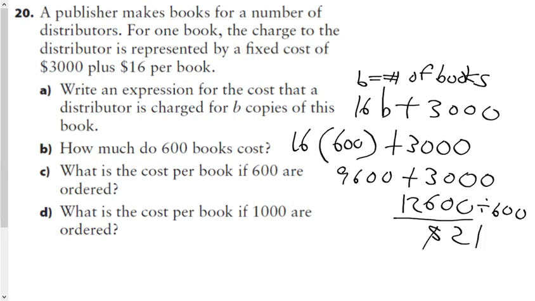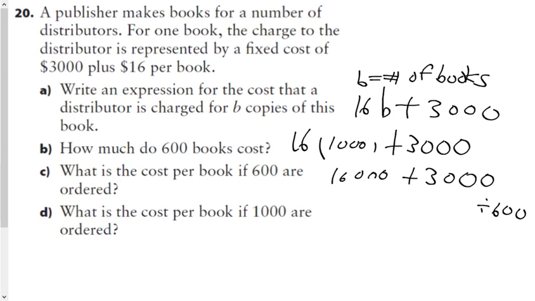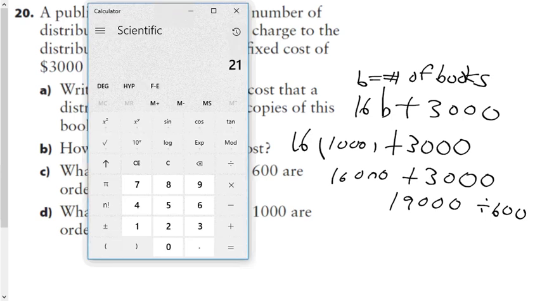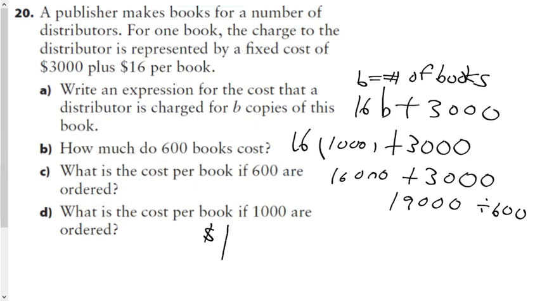Okay. And what would the cost per book be at 1,000 per order? Here we would change this to 1,000. 16,000, plus 3,000, we have 19,000. The cost of 1,000 books would go up to $19,000. Divided between the 1,000 books that you ordered, the cost per book is $19.